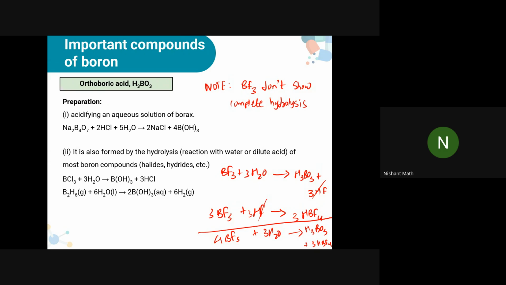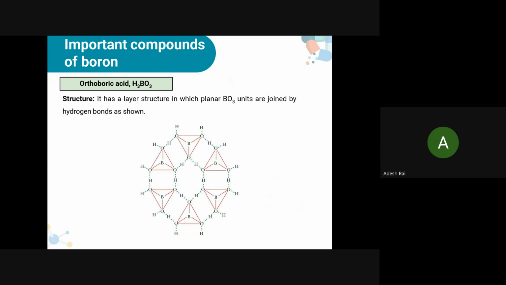Yes, sir. Done. Okay. One more method of preparation is there. Before that, we'll discuss the structure of H3BO3. You know that it has a layered structure. Is that clear? And why does it have a layered structure? Because it undergoes extensive hydrogen bonding. You would have studied this in chemical bonding.